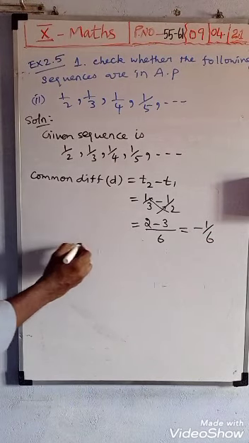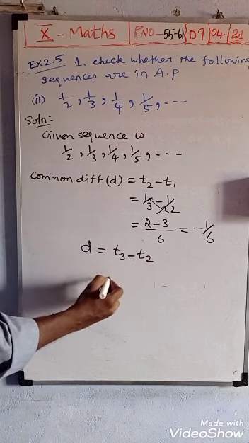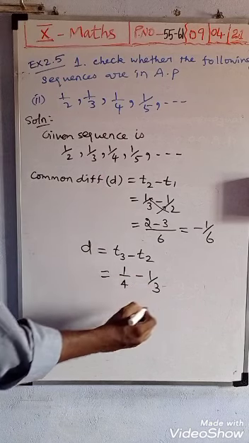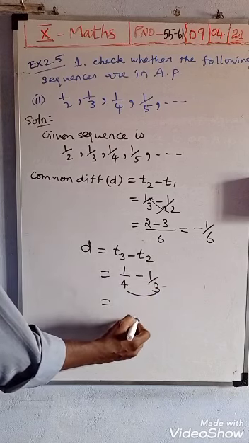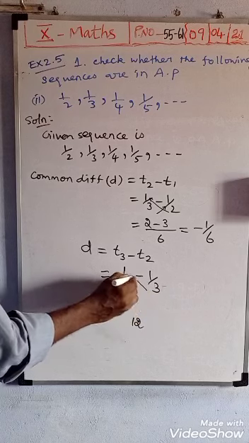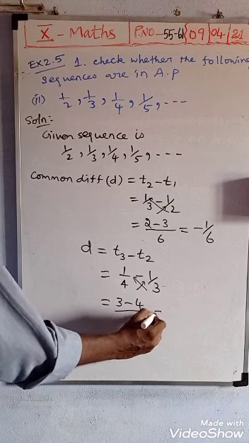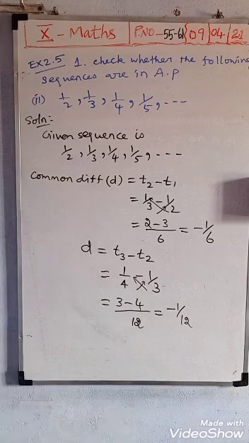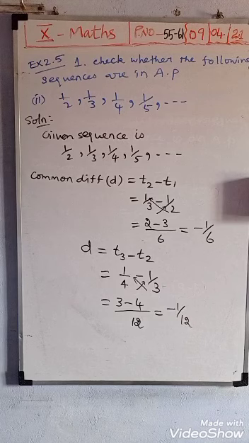Okay, so next the common difference we want to check. D is equal to T3 minus T2. So 1 by 4 minus 1 by 3. Again the denominators are different, so we take the LCM. 4 3s are 12. Doing cross multiplication, you will get 3 ones are 3 minus 4 ones are 4. So you will get minus 1 by 12. So check the first one and the second one. The first one is minus 1 by 6, but the second one is minus 1 by 12. Both are different numbers.